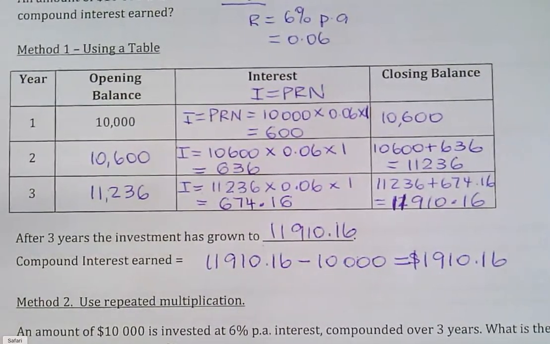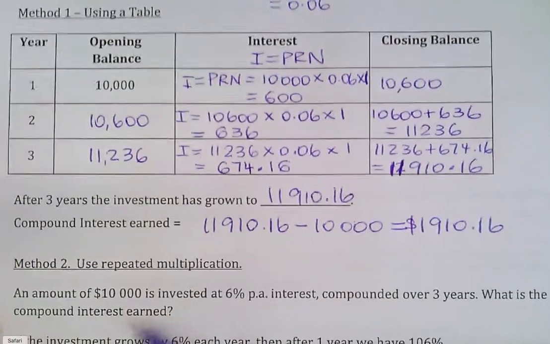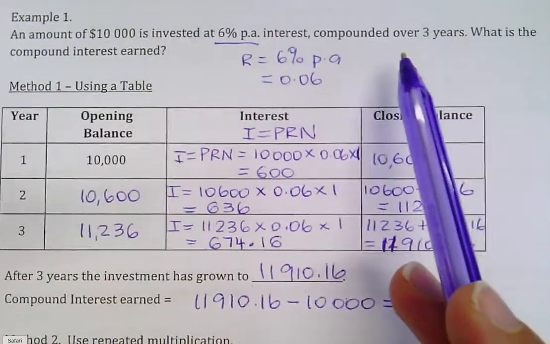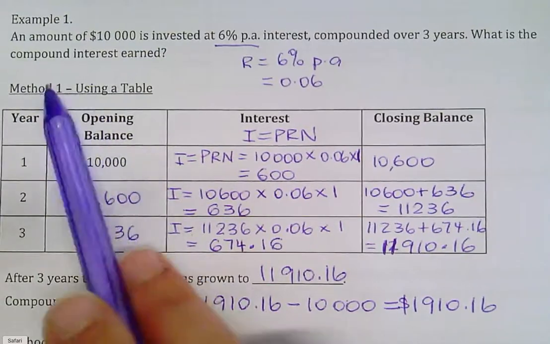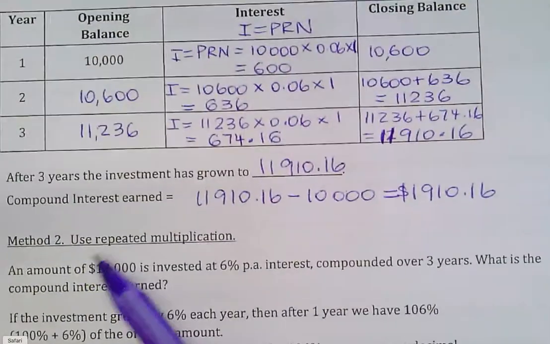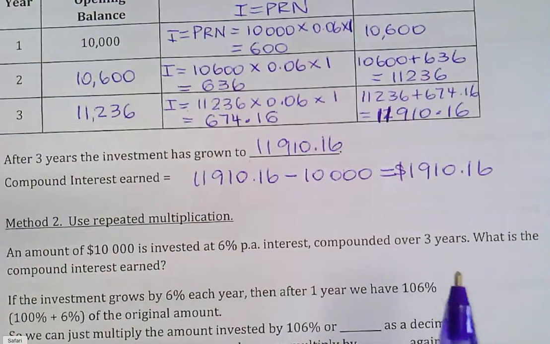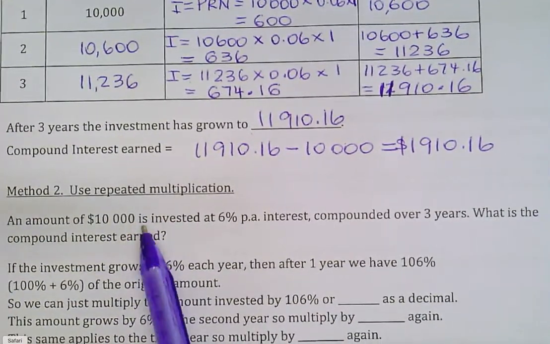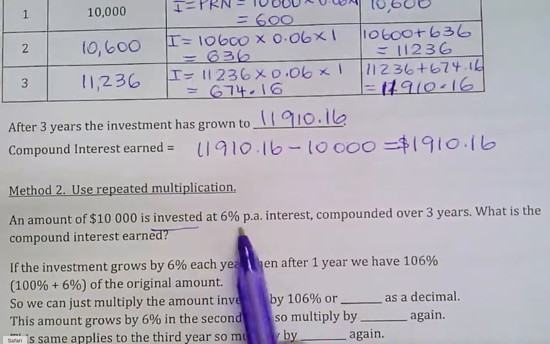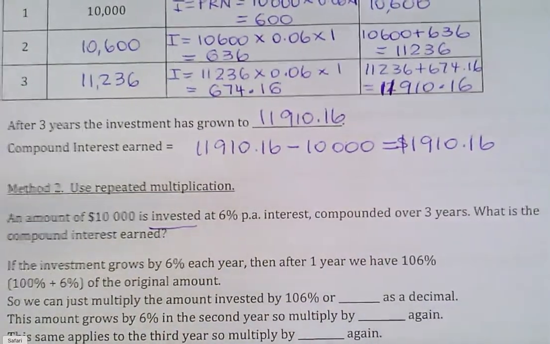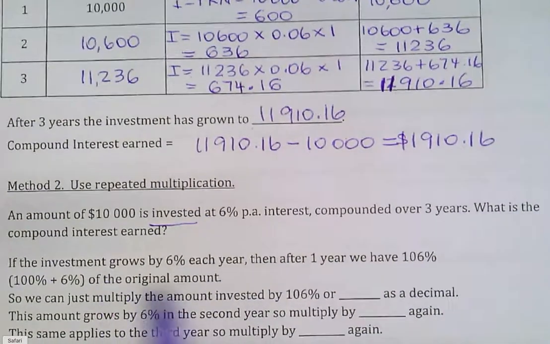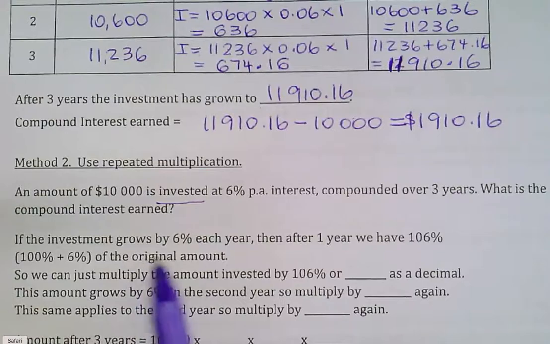Another way I can do the question is I start with $10,000. Method 1 of working out how much interest the person earned is using a table. Method 2 is using repeated multiplication, using percentages. So if you invest $10,000 at 6% per annum, compounded, it means you're earning interest on your interest. Compounded over 3 years, what is the compound interest earned?